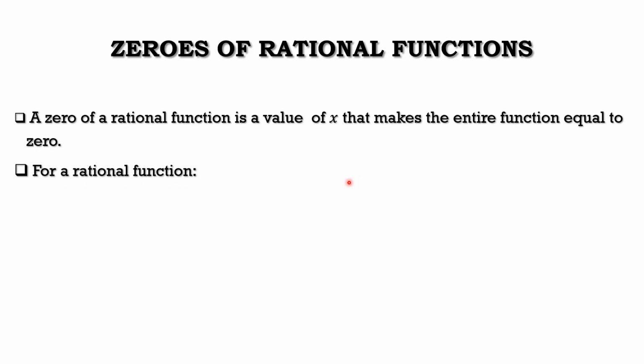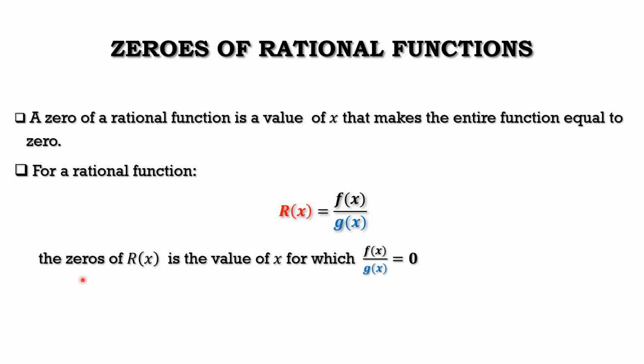So for a rational function of the nature r of x equal to f of x divided by g of x, which is rational because it is in the form of a fraction, the zeros of r of x are the values of x for which this particular fraction is equal to zero.